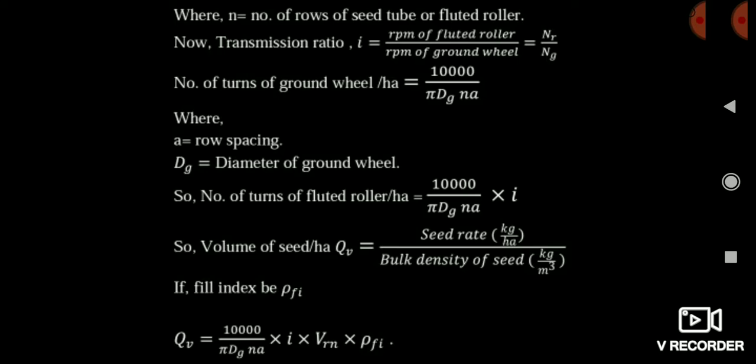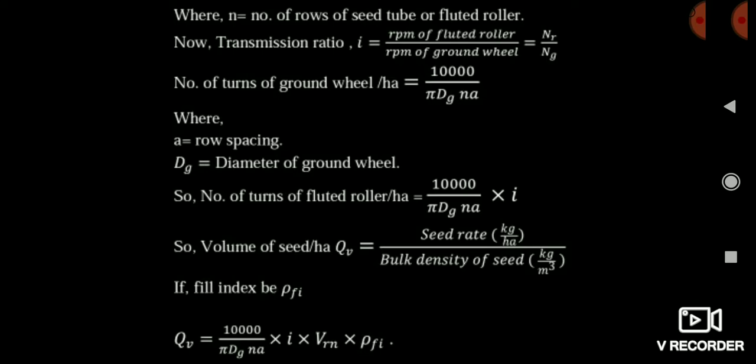And friends, you can see that volume of seed per hectare is simply the seed rate divided by bulk density. Friends, it is very important and all of you should clearly remember this. Seed rate divided by bulk density, not the particle density. The volume of seed is seed rate divided by bulk density.